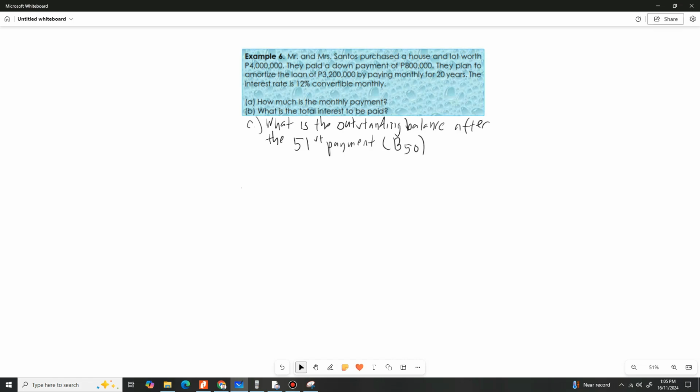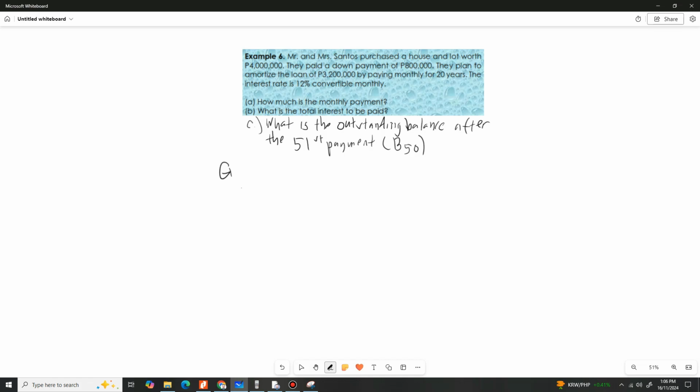Next example, Mr. and Mrs. Santos purchased a house and lot worth 4 million pesos. They paid a down payment of 800,000 pesos. They plan to amortize the loan of 3,200,000 pesos by paying monthly for 20 years. The interest rate is 12% convertible monthly. We are to find how much is the monthly payment, what is the total interest to be paid, and what is the outstanding balance after the 51st payment.